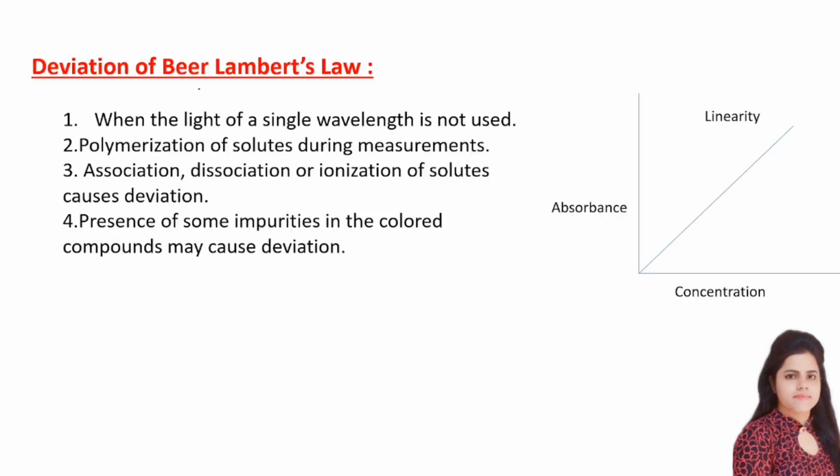And then we have the last topic, that is deviation of this Beer-Lambert law. If you see the graph between absorbance and concentration, generally according to the Beer-Lambert law it should give a linear graph, but sometimes it will give a curve. So when this is giving a curve, first is when you are not using single wavelength light, or if polymerization is occurring, or sometimes association or dissociation is occurring, or some ions are there, or maybe some impurities are present in your colored solution, then your graph can show this curve nature.